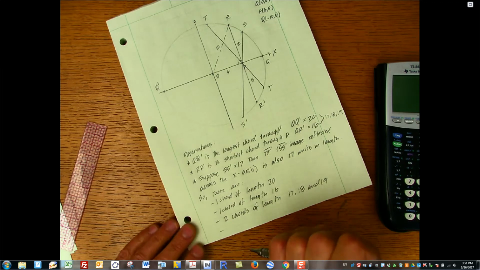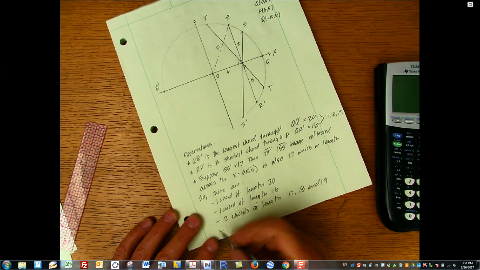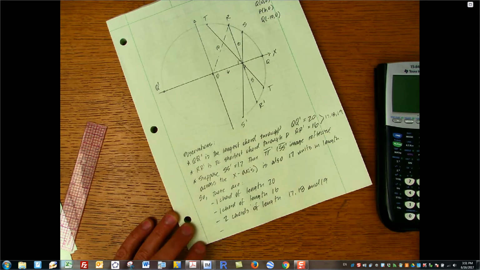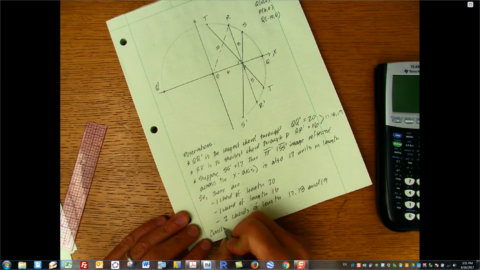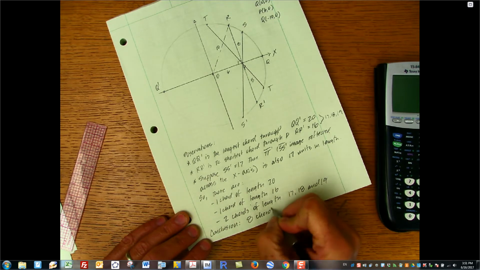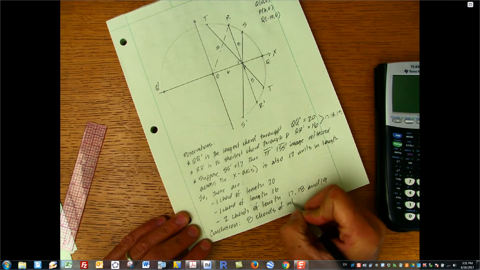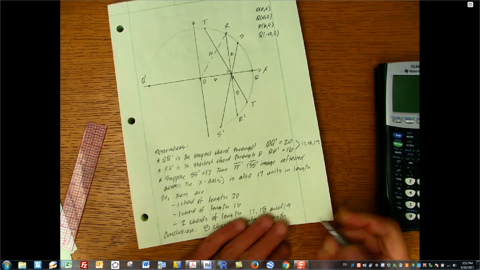So let me just summarize that. So conclusion, 8 chords of integer length exist.